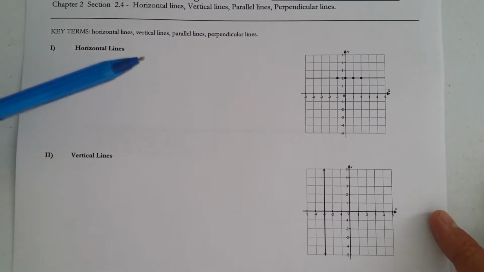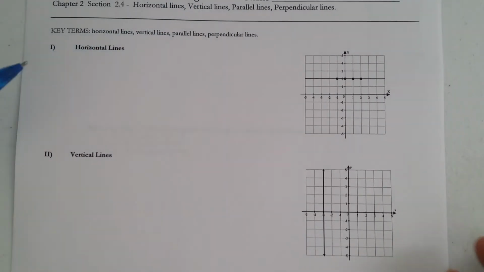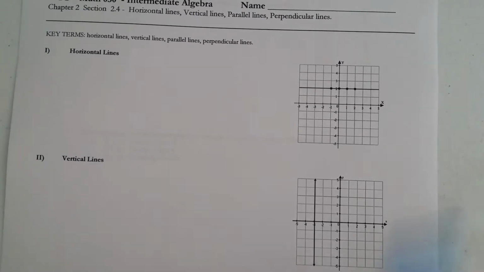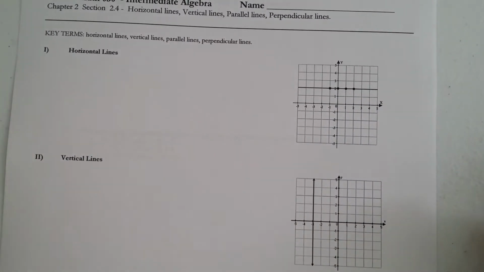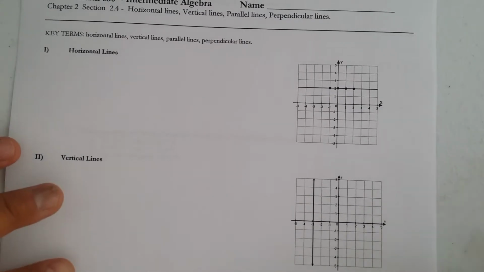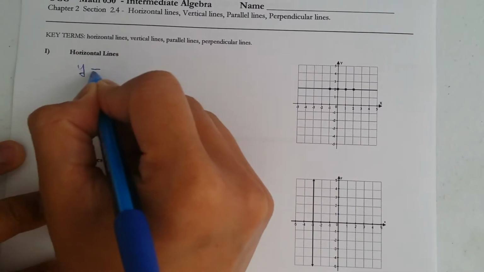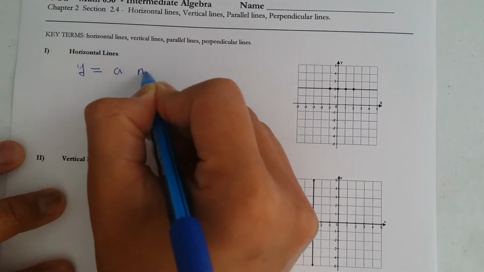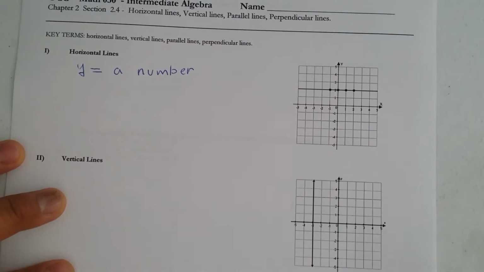Horizontal lines, vertical lines, parallel lines, and perpendicular lines. Horizontal lines. This is an example of a horizontal line, as you can see. Horizontal lines are described by the equation y equals a number. This is how we sketch a horizontal line.